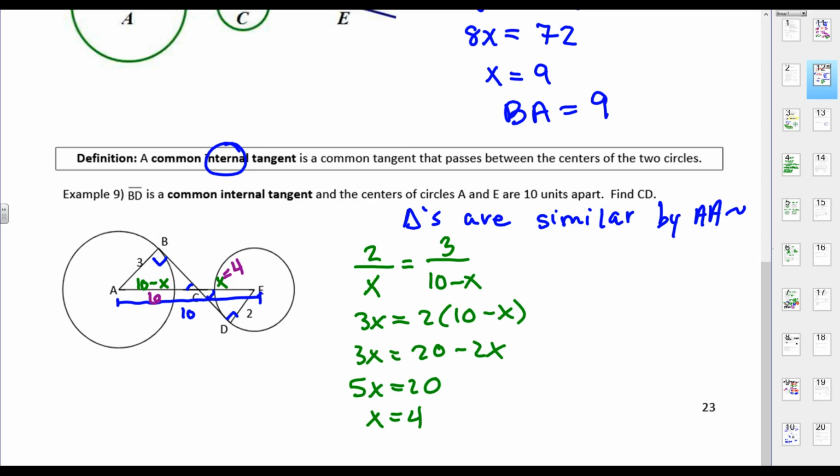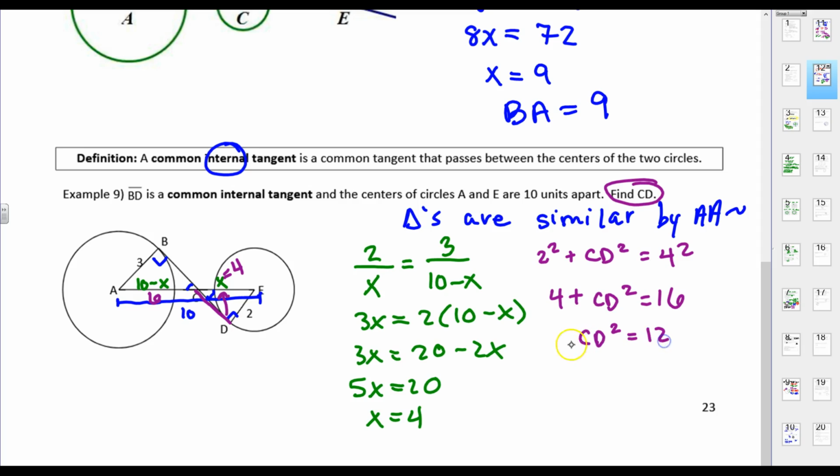But what I really want is the length of CD. The length of CD is right here in my picture. I know there's a lot of ink on here now. Well, I can solve that part using the Pythagorean theorem, because this little triangle right here is a right triangle where that 4 we just found is the hypotenuse. So I can do 2 squared plus my missing CD squared is equal to 4 squared and solve from there. So I have 4 plus CD squared equals 16. So CD squared equals 12. I have to take the square root of that. 12 is 4 times 3, so the length of CD is 2 square root 3.